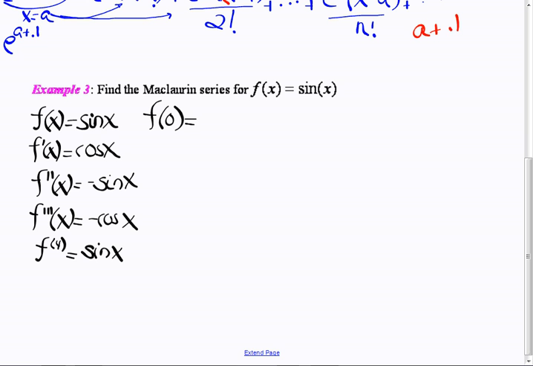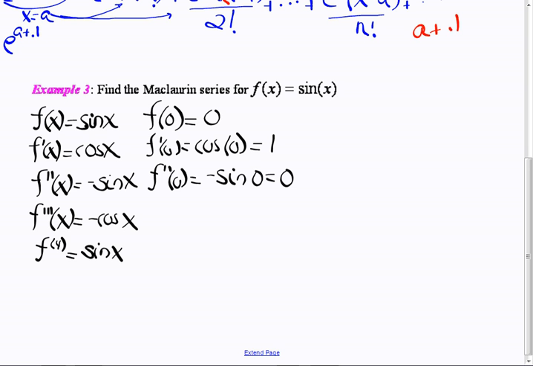What's f of 0? The sine of 0, which is 0. What's f prime of 0? Cosine of 0, which is 1. What's f double prime of 0, which is minus sine of 0? It's 0. What's f triple prime of 0? Negative cosine of 0, which is negative 1. That's your alternating sign. And it's x minus 0. So what is the sine of x?